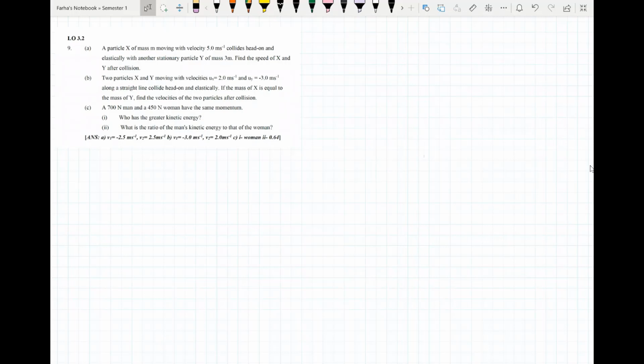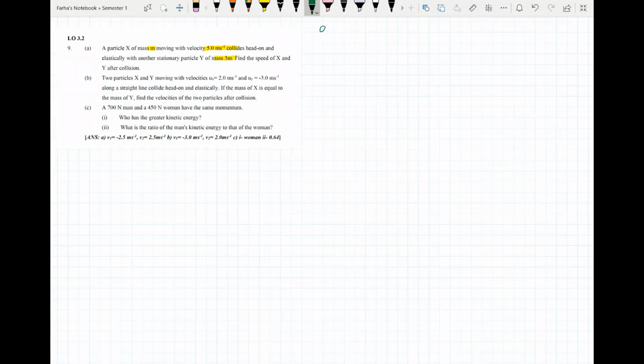Tutorial question number 9 is about a particle x of mass m moving with velocity 5 meter per second that collides head-on and elastically with another stationary particle of mass 3m. Okay, so mass pertama x ialah m. Then find the speed of x and y after the collision.